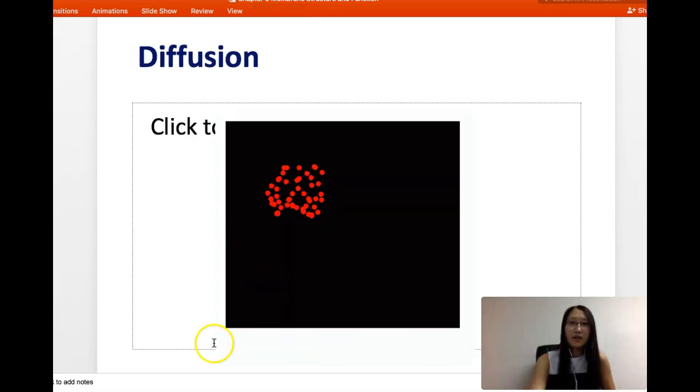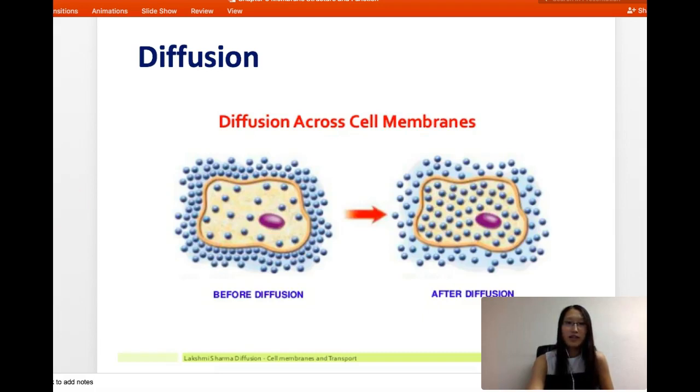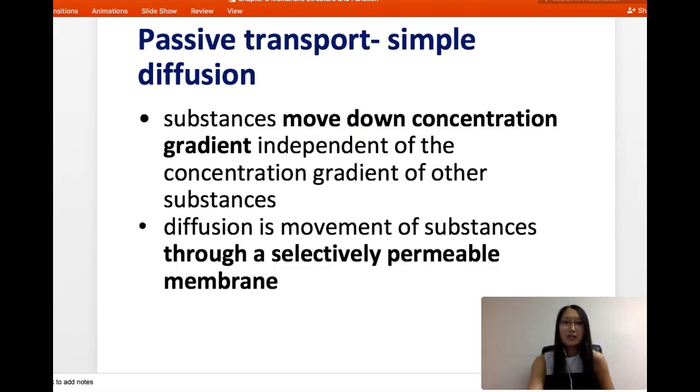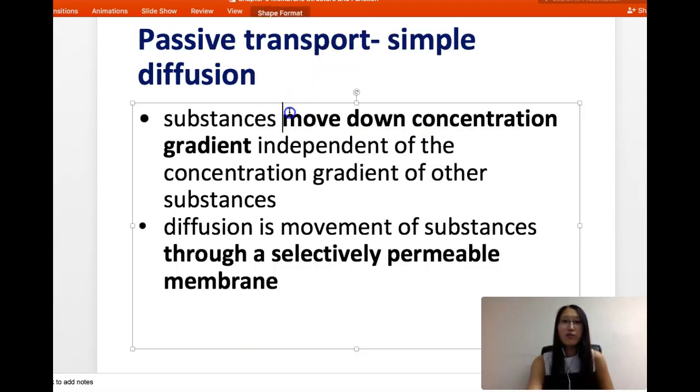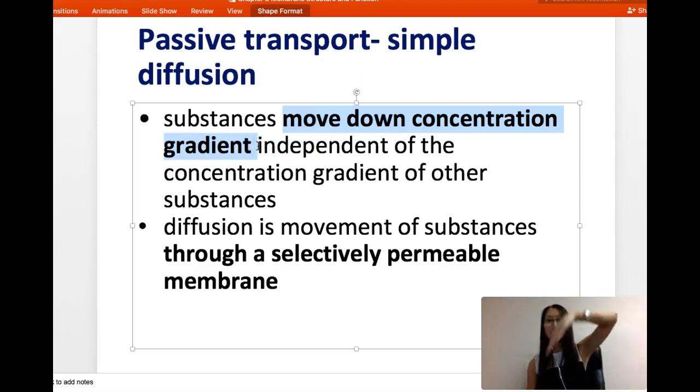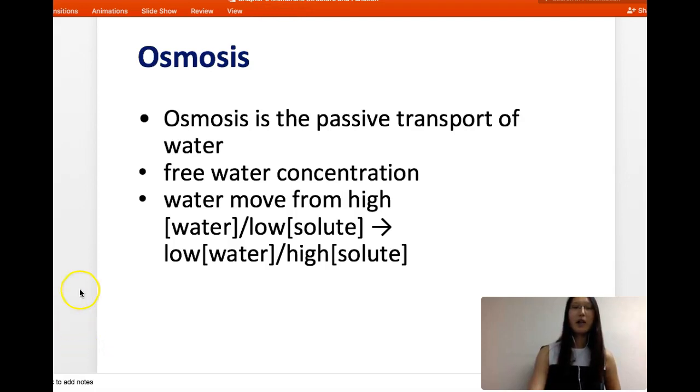So here's diffusion. We watched it in class. Here's diffusion again. Here's passive transport. We call it moving down the concentration gradient, right? Passive is moving down the concentration gradient, high to low. And then we have active transport, low to high. And osmosis. Osmosis is still high to low. But remember, whenever we're talking about high to low, low to high, we're only talking about one type of molecule.